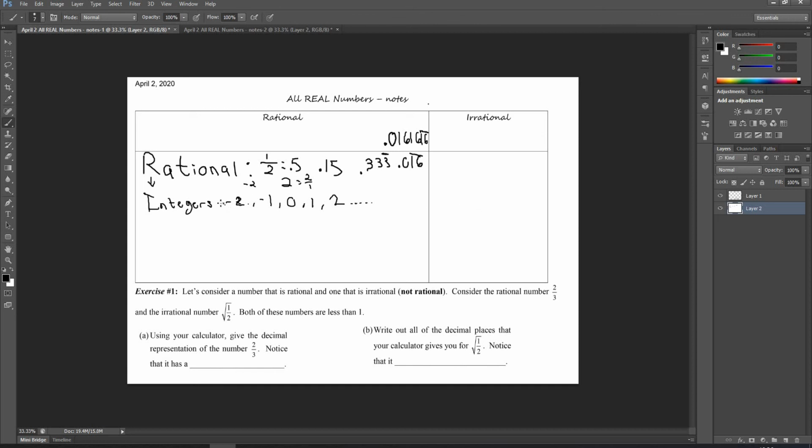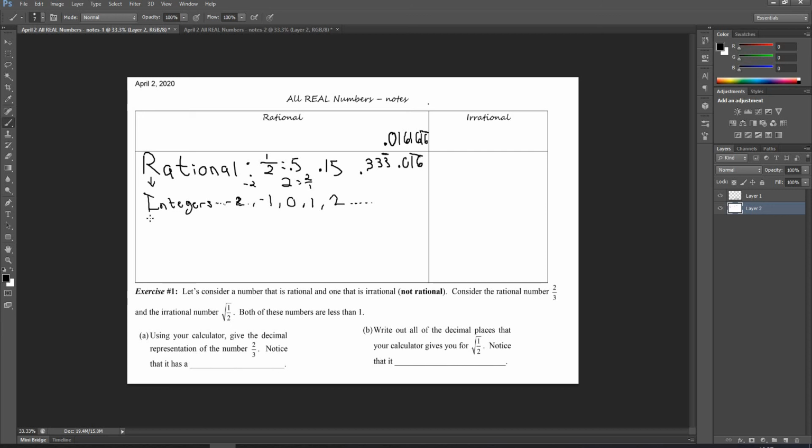That doesn't include infinity. Infinity is not a number. And it also goes down. So like -2 is an integer, -3 would be an integer, -4 would be an integer, -5 would be an integer, so on and so forth.